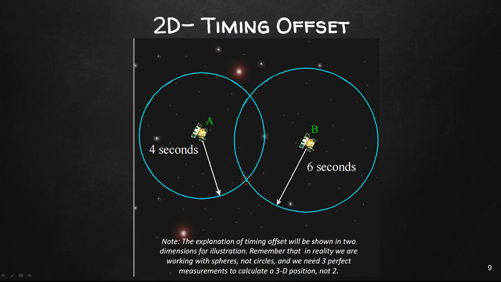Here we'll look through an example of 2D timing offset. In an ideal situation, there would be no timing error. Let's say we're 4 seconds from satellite A and 6 seconds from satellite B. Our position is where the two circles intersect. We can throw out the other position because it's nowhere near the Earth. Remember, in 3D it takes 3 measurements to get to this point, but we're looking at 2D to make it a little more easily understandable.